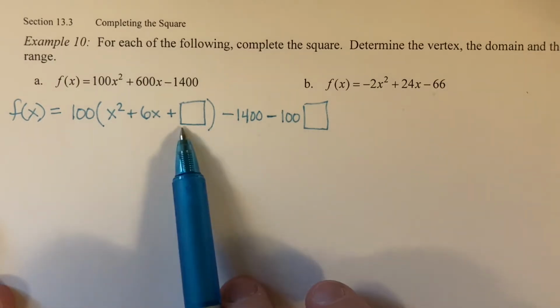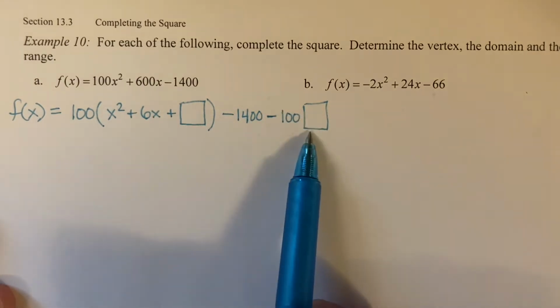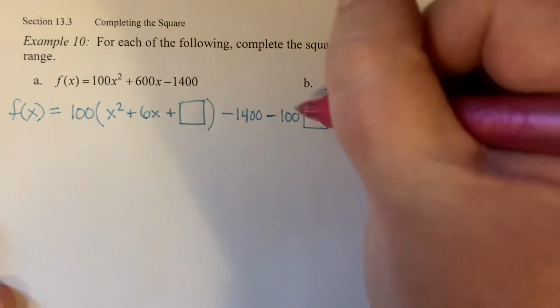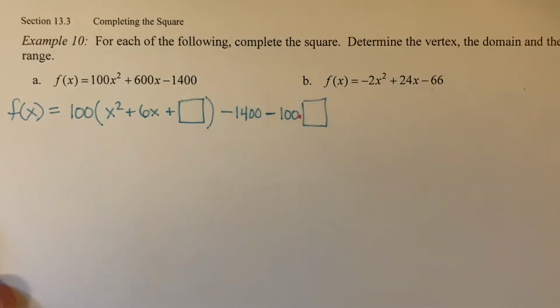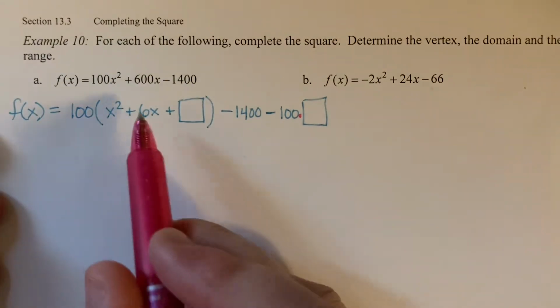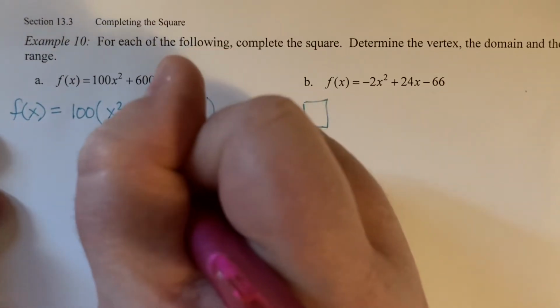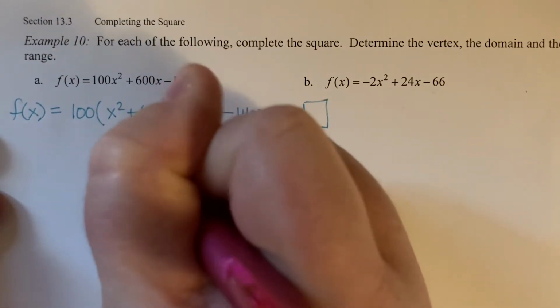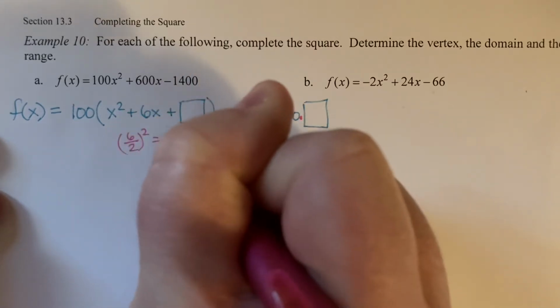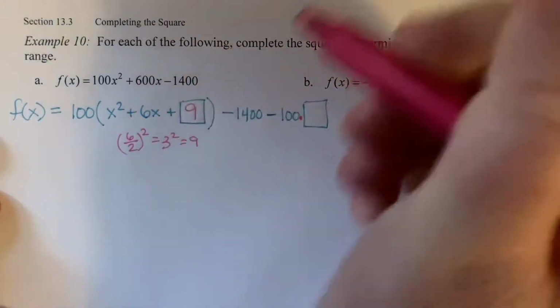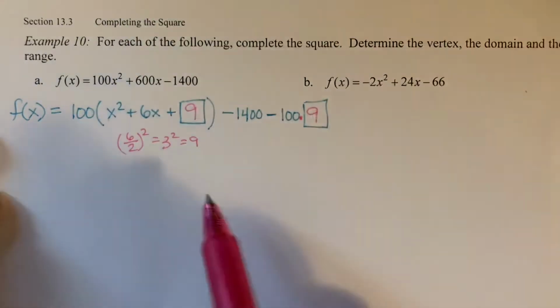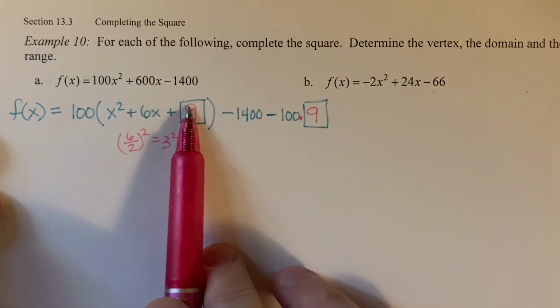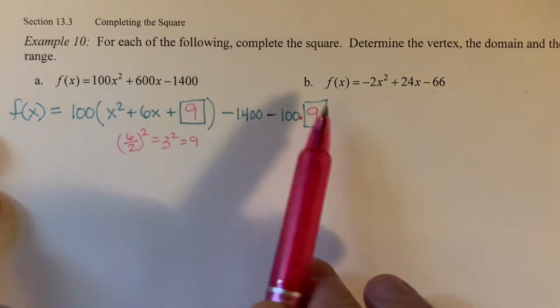That's a little different than how the last video did it, so you can do it either way. I just like to remind myself right away that I'm going to need to multiply by 100. So let's do it. B divided by 2 is 6 divided by 2 squared is 3 squared, which is 9. So we're going to add 9 here, and so we're subtracting 100 times 9 over there.